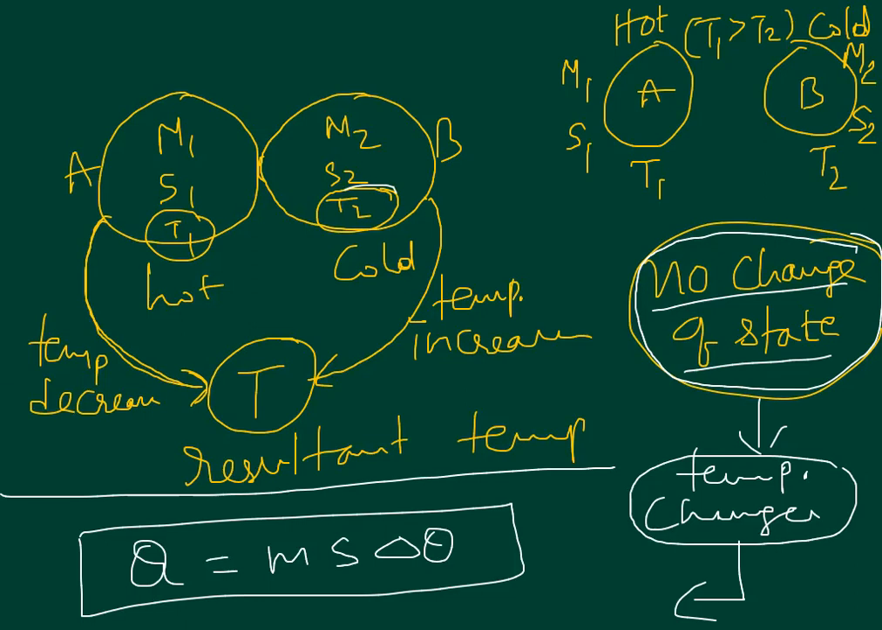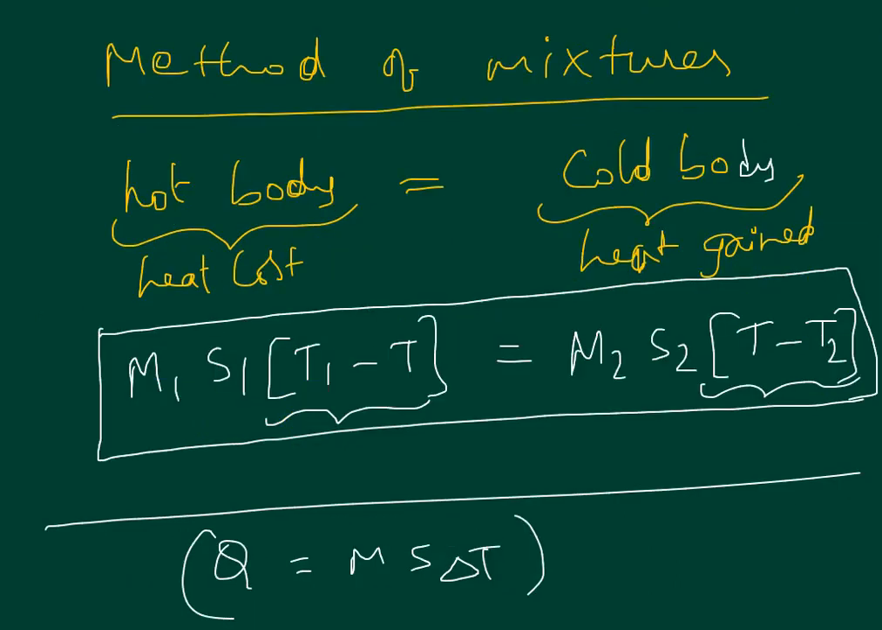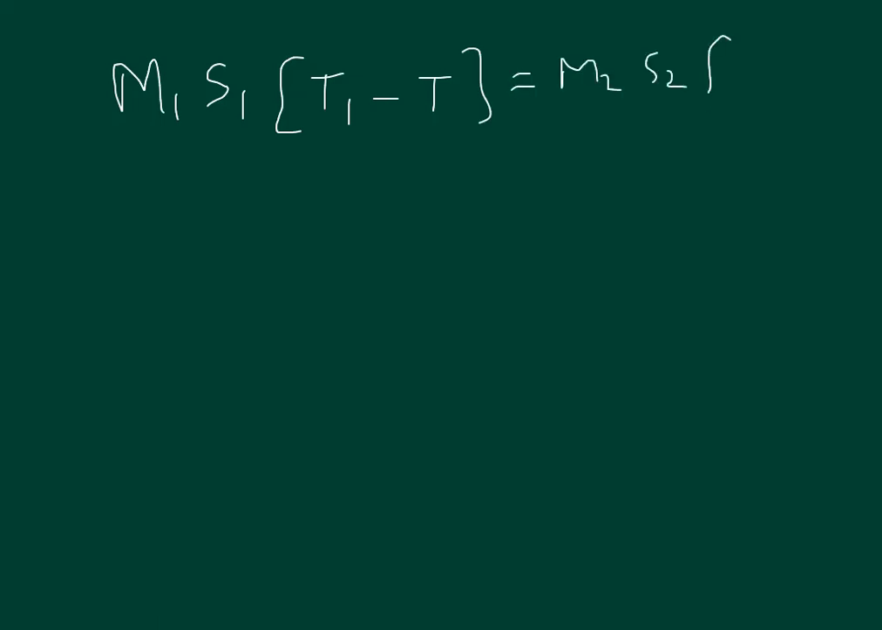But in this situation, from T2 to T it is increased. So increase means what should I write? T is more than T2. As T is more than T2, I have written it as T minus T2. So this is the formula we noticed. I hope you are clear. Now the formula I noticed here is M1 S1 (T1 minus T) is equal to M2 S2 (T minus T2).